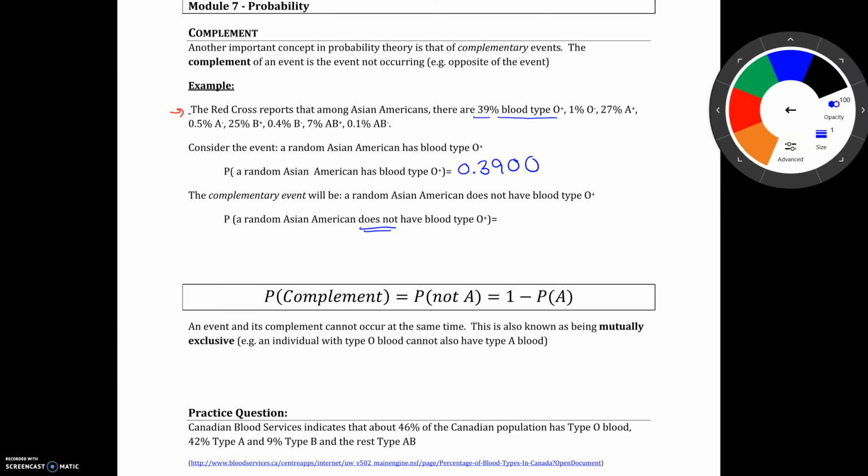Okay, the complementary event is that a person does not have type O positive blood. And the quickest way for me to figure that out, instead of adding up the results from all of the other categories, is just to do 1 minus the probability that they have O positive blood. So 1 minus 0.3900 comes out to 0.6100. Okay.